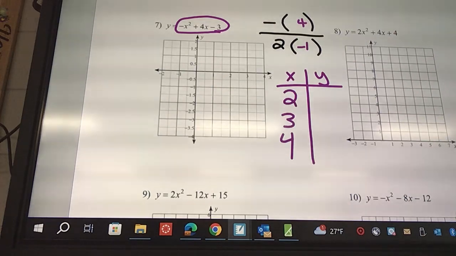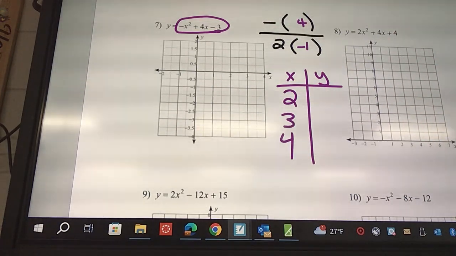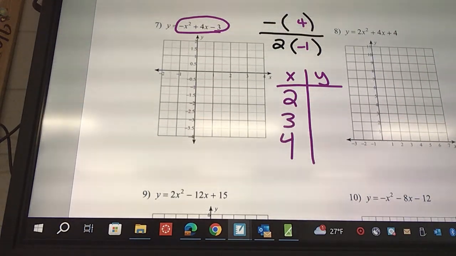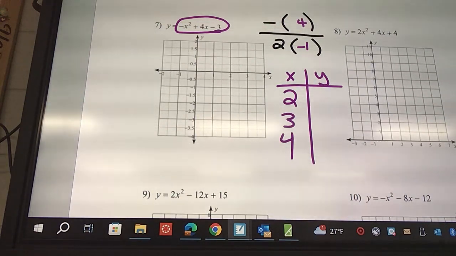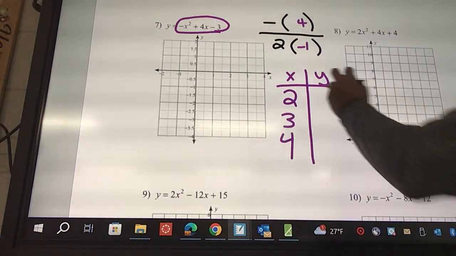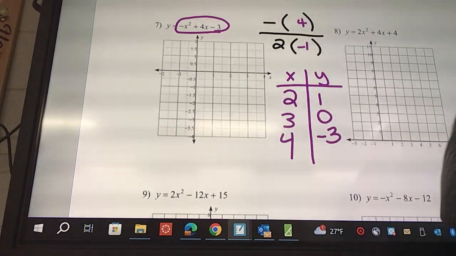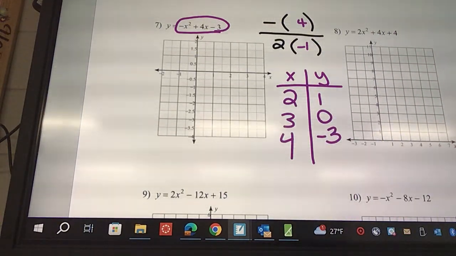What'd you guys get for the 2? 1. You just got 1, and then what else? 0. 1, 0, -3. Somebody agree with that? Yeah. Which way should this graph open? Down. It's got a negative up front, it should open down.